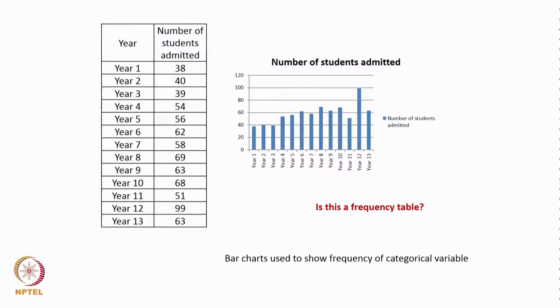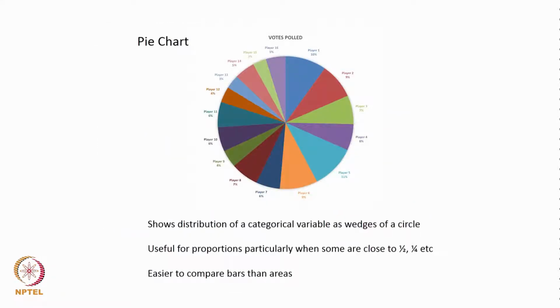Bar charts here are an example where bar charts are used to show the frequency of the categorical variable, which is the number of students admitted. The next chart that we see is called a pie chart. It is very popular and very commonly used, and this is a pie chart corresponding to our imaginary data on the oats polled and so on. Now, we quickly understand from the color coding that different players, this player is perhaps here and so on.